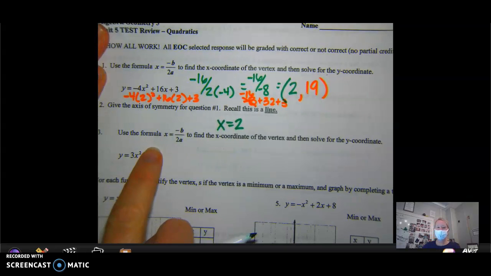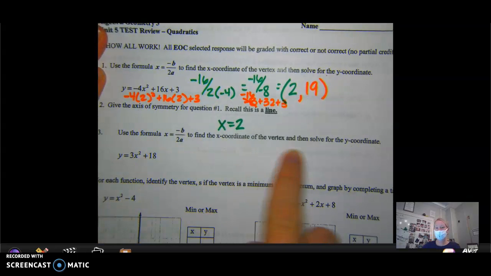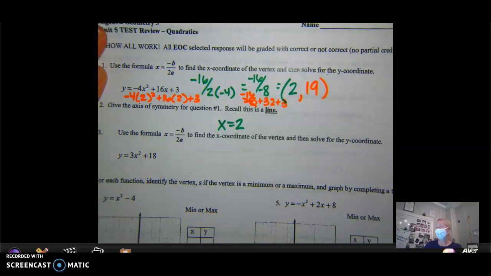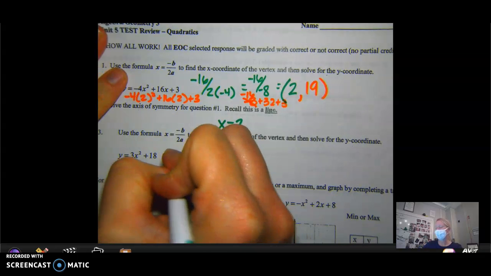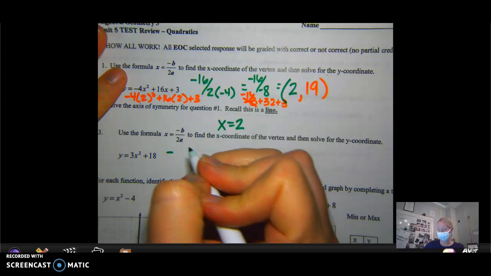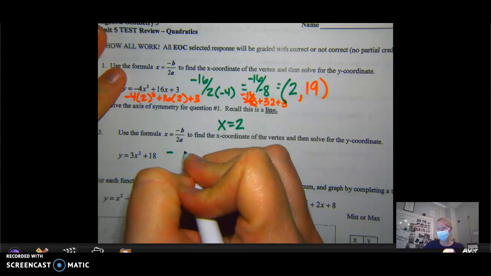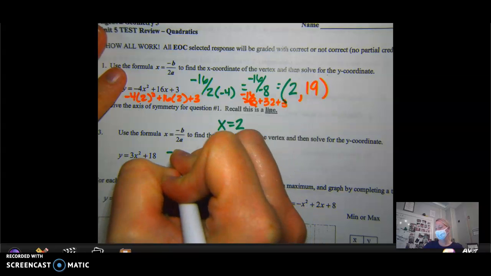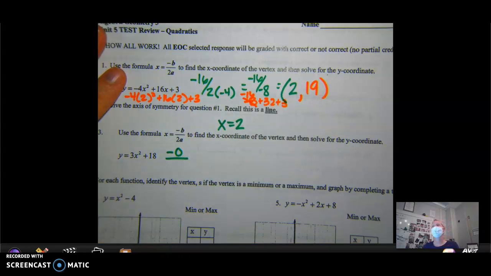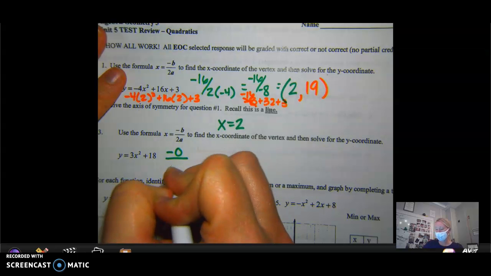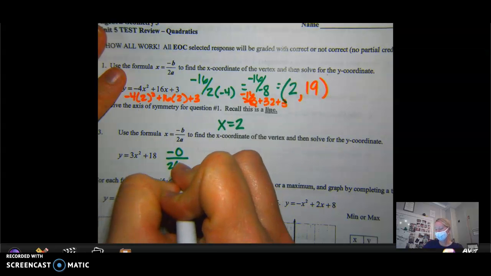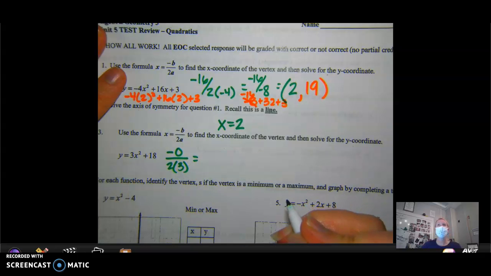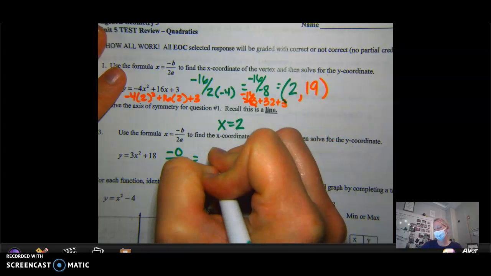Use the formula again, negative b over 2a to find the x-coordinate and then find the y-coordinate. So we're doing the same thing we did again. So it'd be negative what over what? What's my b value here? 0. The b value has an x on it. There is no term with just an x, so that is 0. Over 2 times how much? Well, 0 divided by anything is just 0.